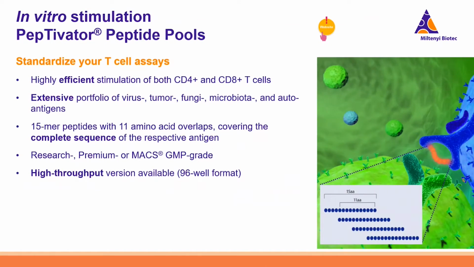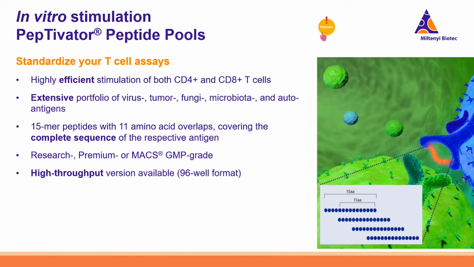Here, the efficient antigen-specific stimulation of T cells is achieved with our PepTivator peptide pools. PepTivator peptide pools efficiently stimulate both CD4- as well as CD8-positive T cells and cover an extensive portfolio of virus, tumor, fungi, microbiota, and autoantigens. The peptide pools consist of 15-mer peptides with 11 amino acid overlaps, which cover the complete sequence of the respective antigen.